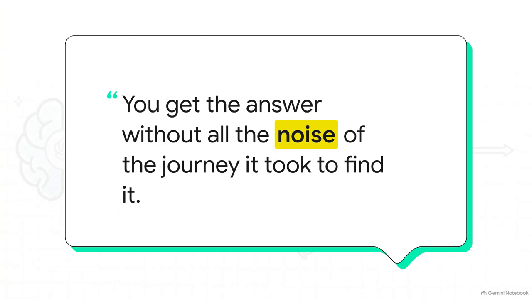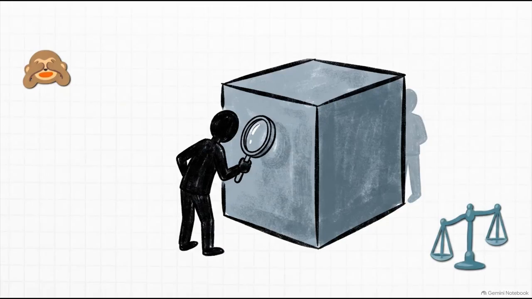As the quote says, you get the answer without all the noise of the journey it took to find it. The subagent basically acts as a perfect filter. It blocks out the messy fieldwork. Your main context stays completely clean because it only ever sees the final polished result, not the sprawling, chaotic research process that created it. But you know, in software development, there's always a trade-off. Because you are discarding that isolated context window, you do lose visibility into exactly how the subagent reached its conclusions.